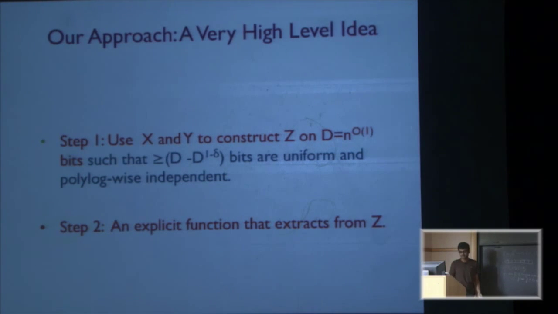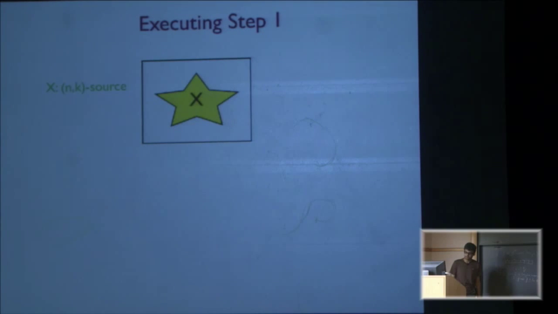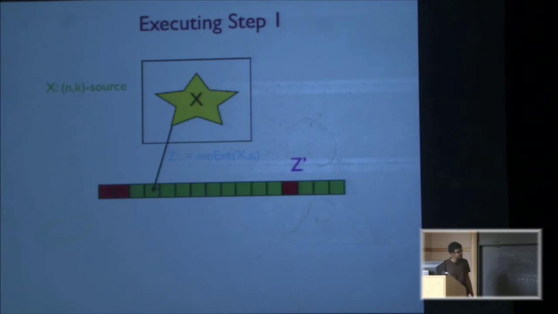And step 2 is an explicit function which outputs 1 bit and extracts from the source C. So essentially after step 1, we forget about these two sources and just think about this bit fixing source with t-wise independence. For executing step 1, we have the source x, and again we use the non-malleable extractor, run it on all the seeds.